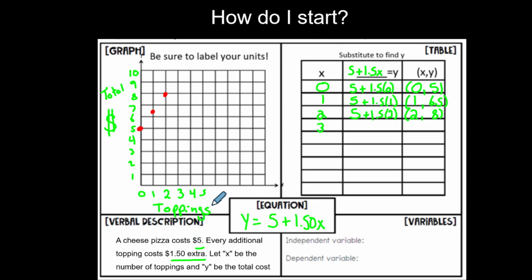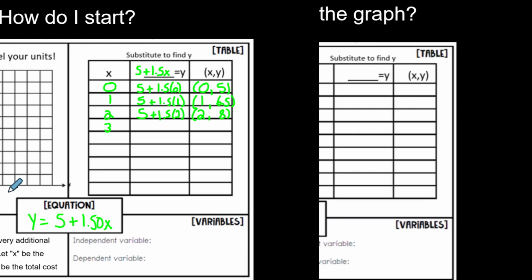So you have to ask yourself, does it make sense to have portions of these units? Are you going to have a portion of an additional topping? No, the pizza place is not going to do it. They're like, you want 1 topping, 2 toppings, or 3 toppings? Because that does not make sense, we are not going to connect these dots.